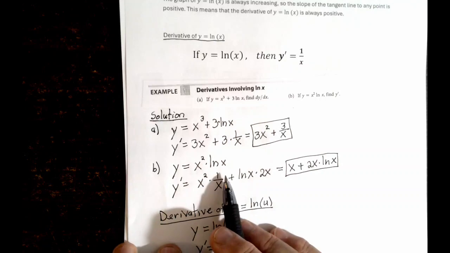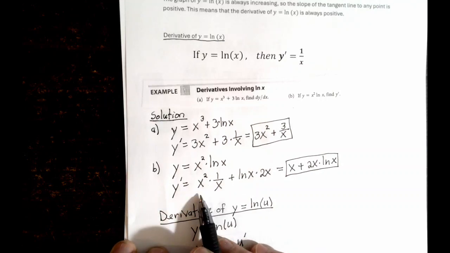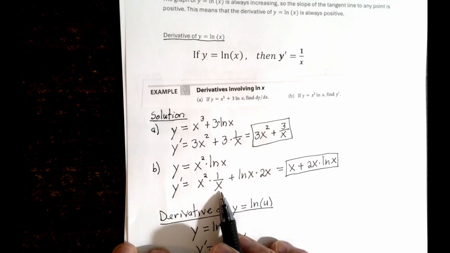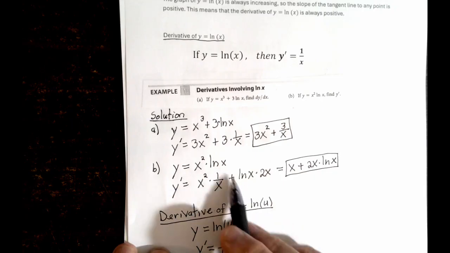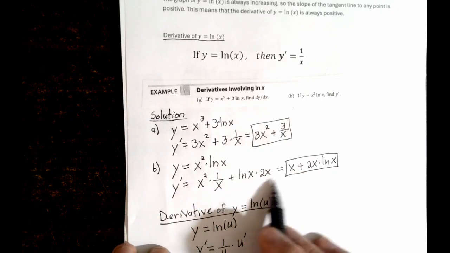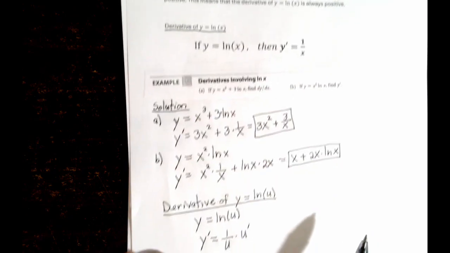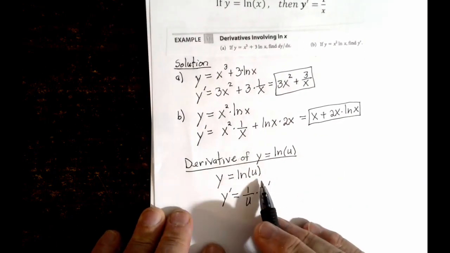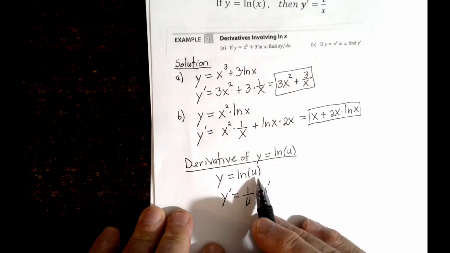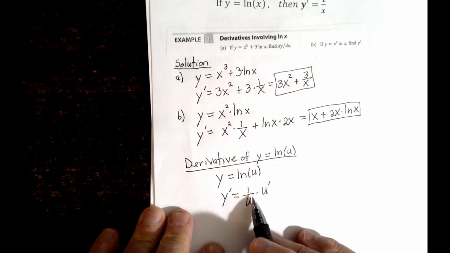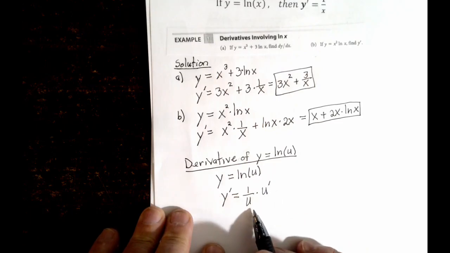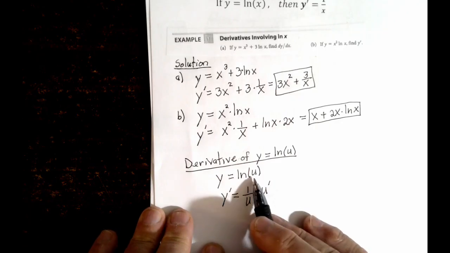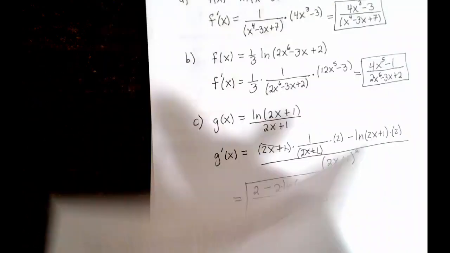This one we're going to have to use the product rule. So you have the first untouched times the derivative of the second, 1 over x, plus the second untouched times the derivative of the first. When you multiply it out, you get this. Notice if you take the natural log of a function, not just a variable x, you write 1 over u, like you would expect, but you have to follow with the derivative of the interior function.